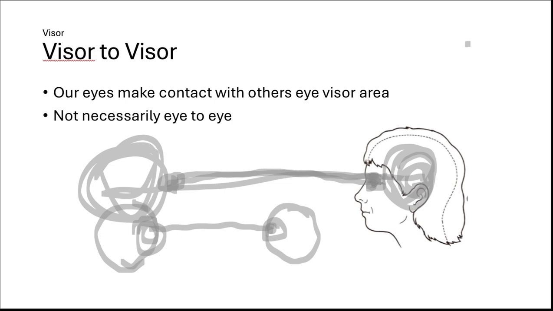But now the technology is in the eyes. The sight is being coded, so the eyes are making contact with the other person's eye visor area and then entering the eyeballs, often only one eyeball at a time.